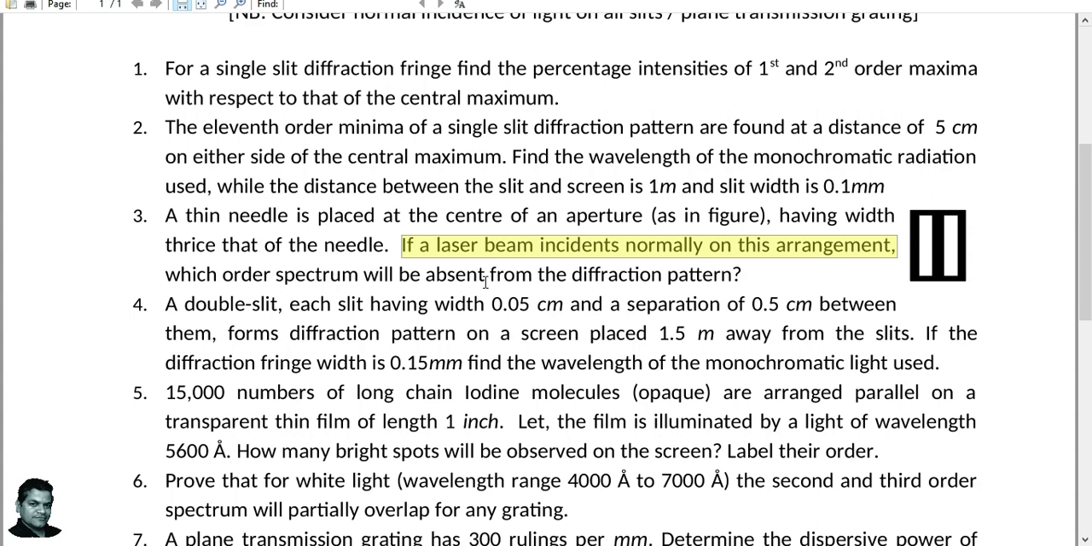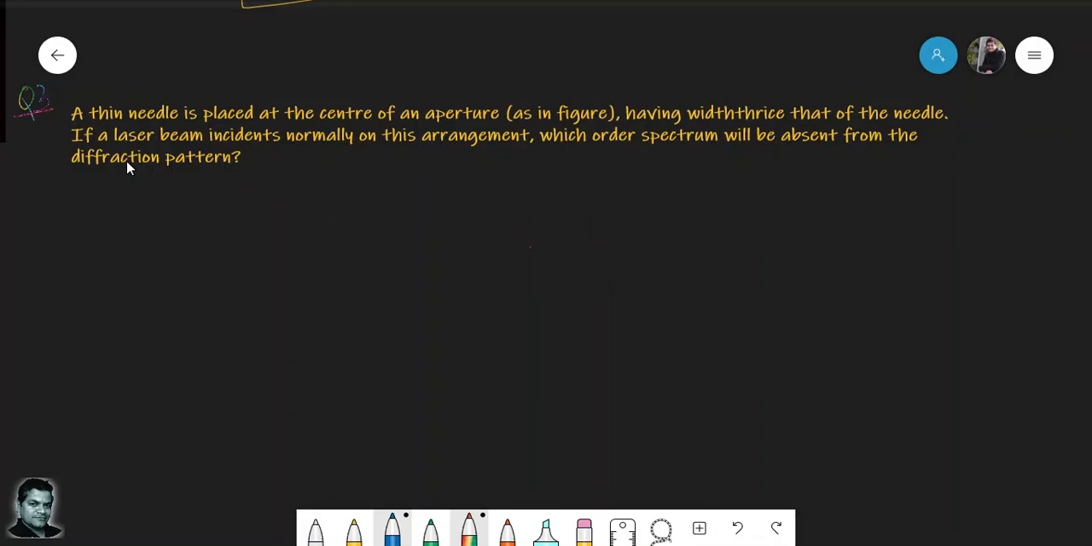Which order spectrum will be absent from the diffraction pattern? So if a laser beam passes through this double slit, it would produce a diffraction pattern. And in that case, which order spectrum will be absent from the pattern itself? Now to understand this, let us take this problem to our worksheet. So here is our problem, and here we have the double slit diffraction pattern. The intensity pattern is given by this expression, where the first term is called the diffraction term, and the second term is called the interference term.